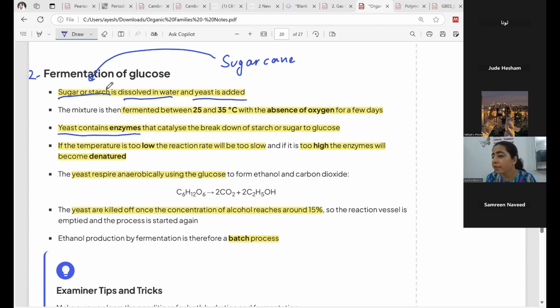So, as Samreen mentioned about the temperature, yes, enzymes have a specific temperature value where they can work. They cannot work at very low temperature because their reaction will be very slow. And they cannot work at very high temperature, they will break down. They will denature. They are going to work at optimum moderate temperature. Okay, so same thing we are going to discuss over here.